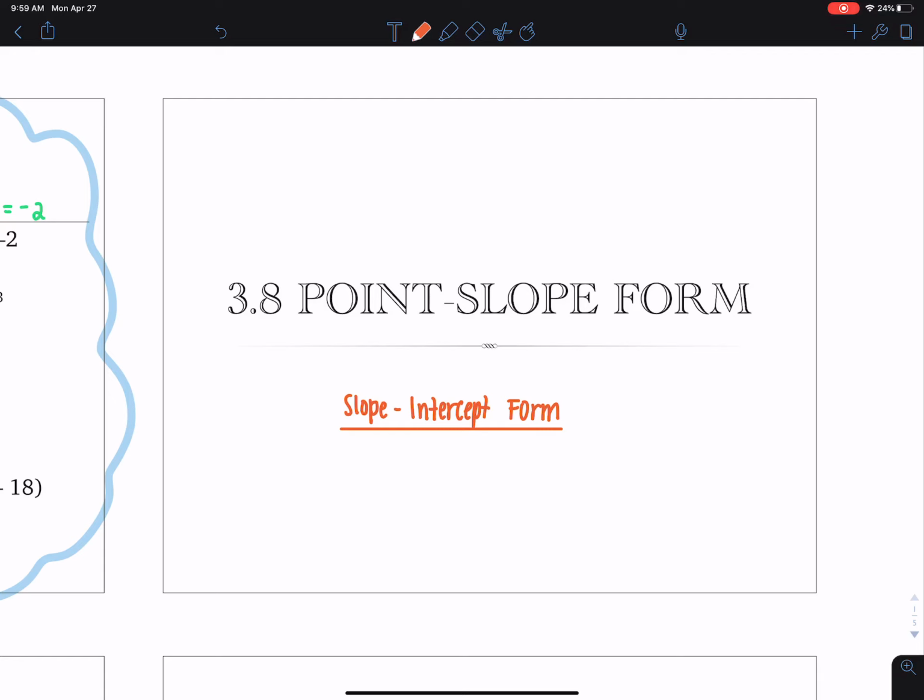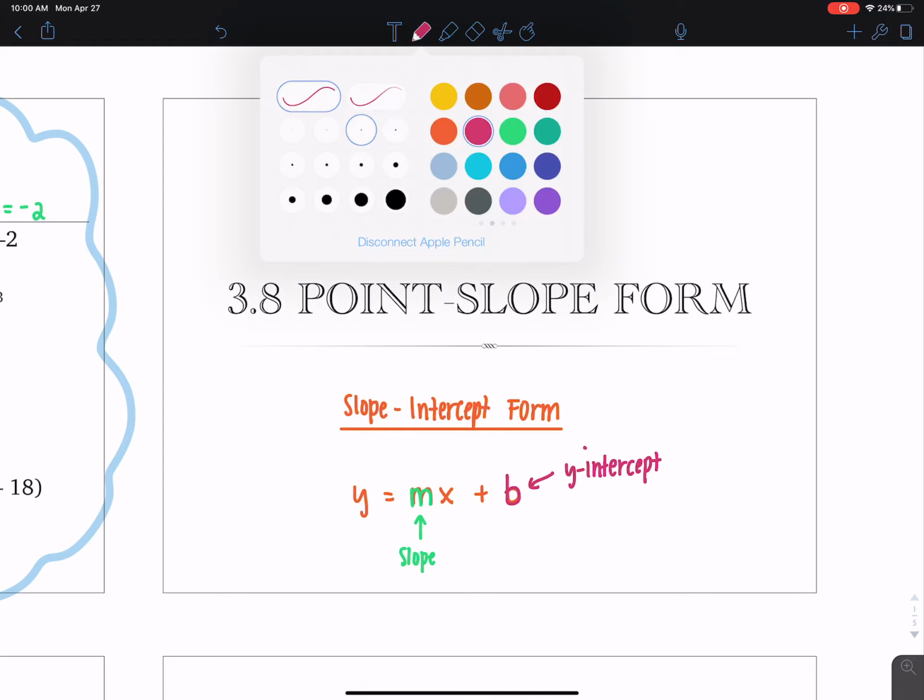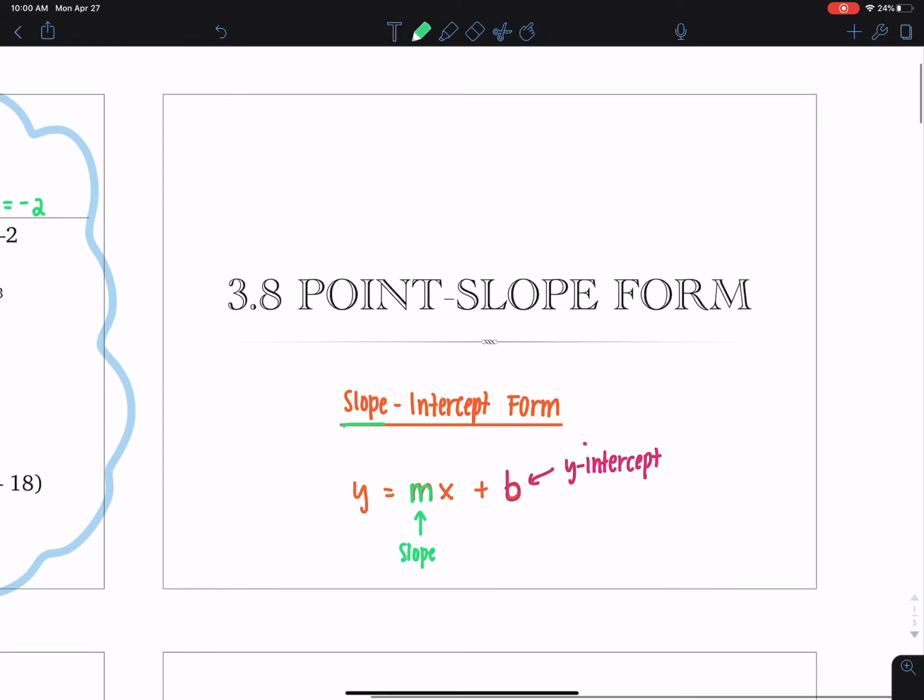So slope intercept form, if you recall, is y equals mx plus b, where m is our slope and b is our y intercept, which is why it's called slope intercept form. From the equation, we can quickly grab our slope and our intercept.